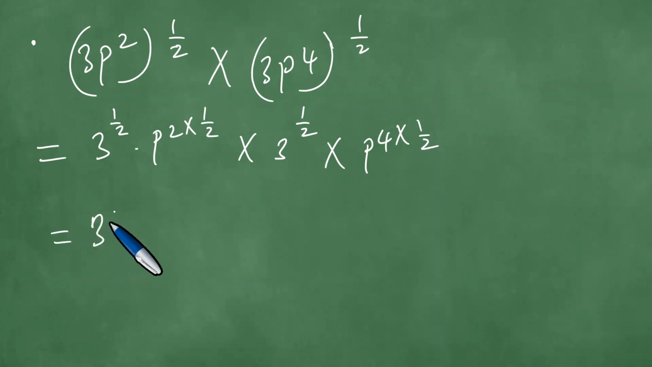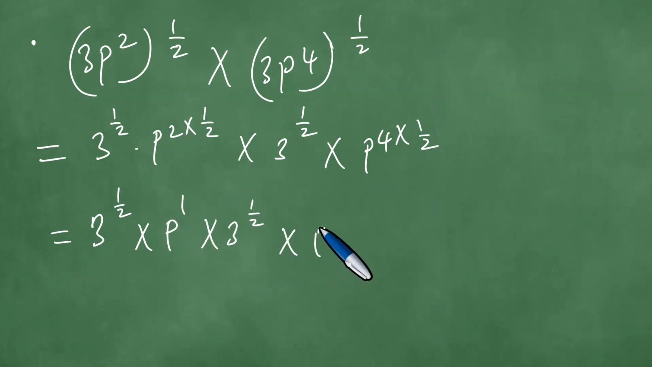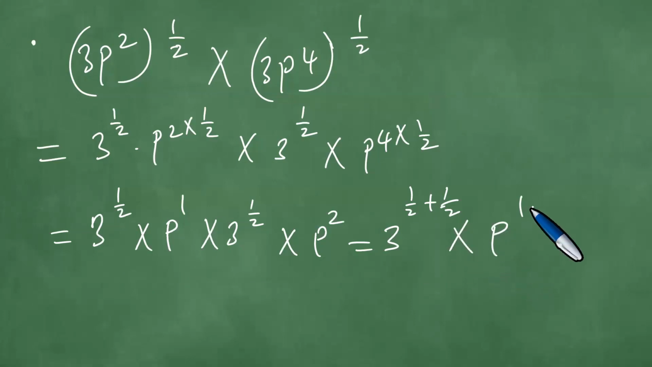Okay, so this is 3 to 1/2, and then this is 3 to 1/2. Half of 4, 4 times 1/2 is 2. Take 3 as a base and add the exponents: 1/2 plus 1/2. 1/2 plus 1/2 is what? 1. So this is the answer. Any question?